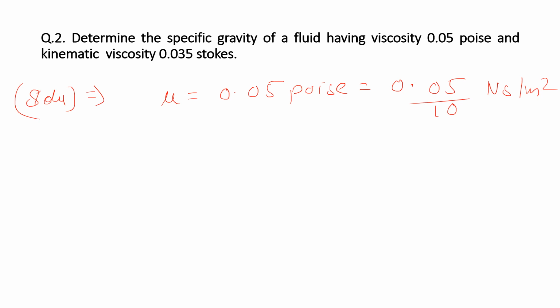The second quantity given in the question is the kinematic viscosity, and we denote it by the symbol nu. It is given as 0.035 Stokes. So we will convert Stokes to meter square per second. In 1 Stoke we have 1 centimeter square per second. So first I will write it in centimeter square per second, and now we will convert it to meter square per second.